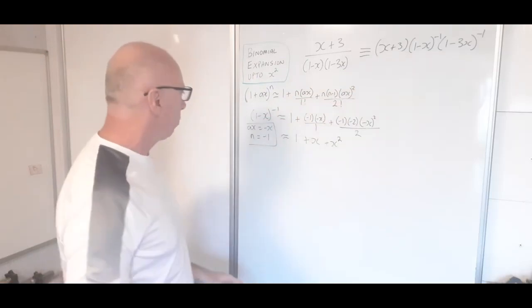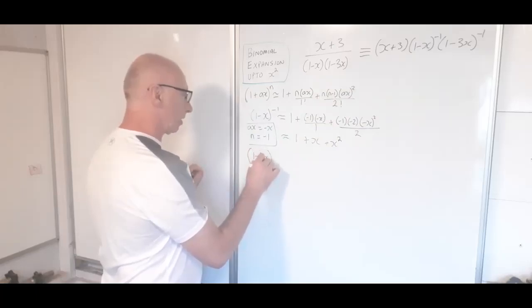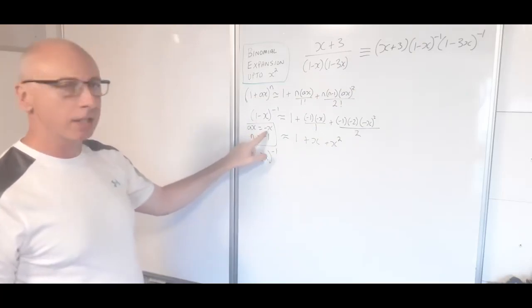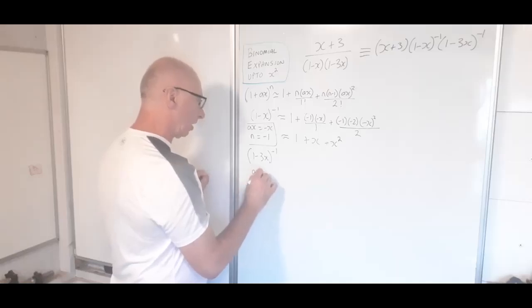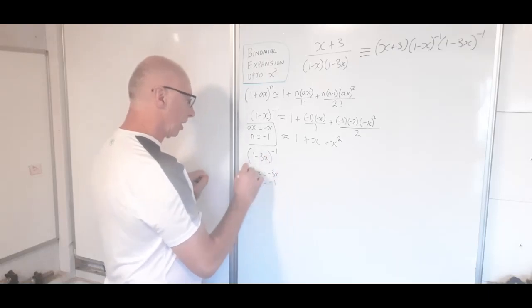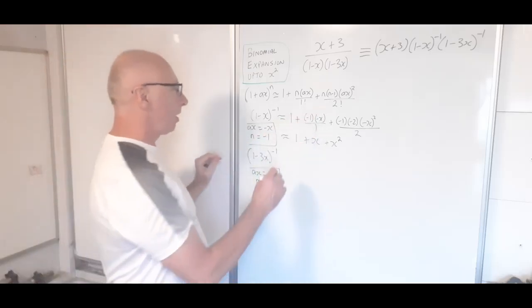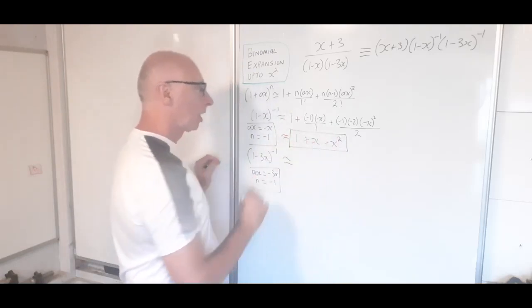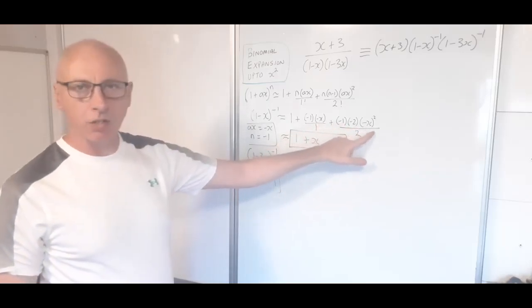Now let's deal with this one. So if I do this one, I've got 1 minus 3x to the minus 1. Basically n is minus 1 again, and this time my ax is minus 3x. So here I've got ax is minus 3x and n equals minus 1. So that's my building blocks, still using this formula. So then this one becomes, just put that in a box, going to keep that.